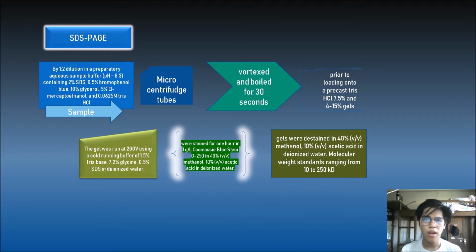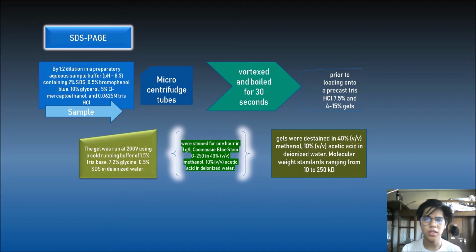7.5% and 4 to 15% gels. This gel was run at 220 volts using a cold running buffer of 1.5% Tris-base, 7.2% glycine, and 0.5% SDS in deionized water.